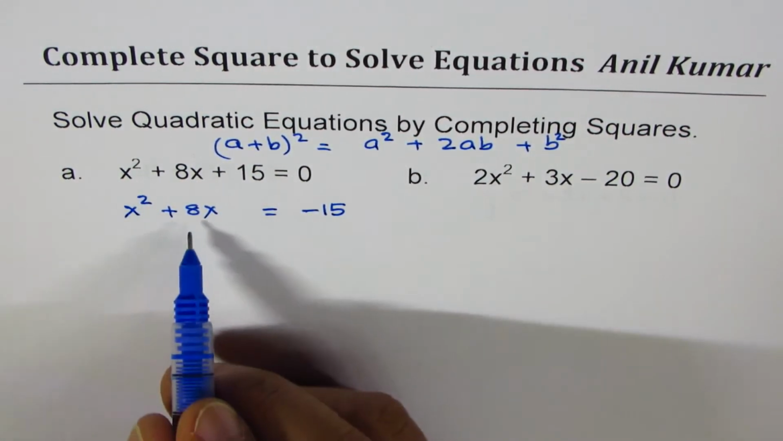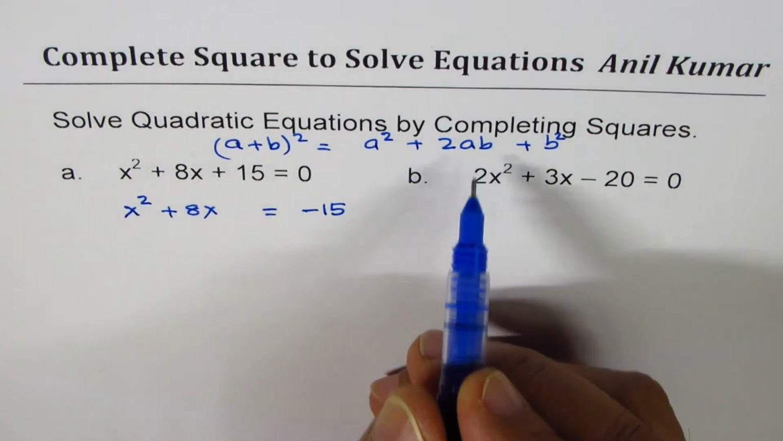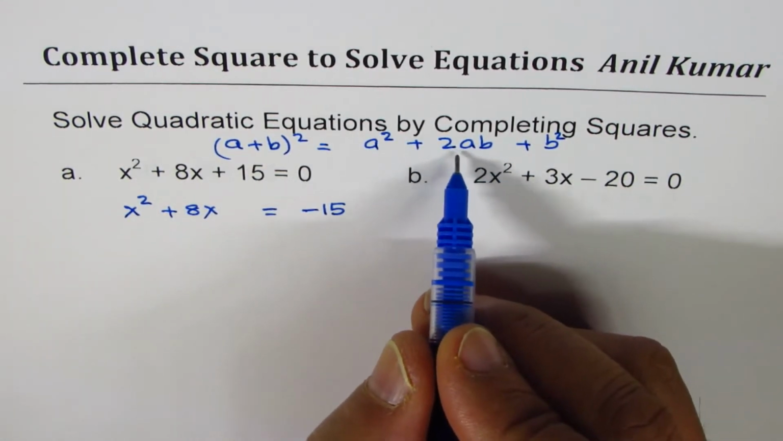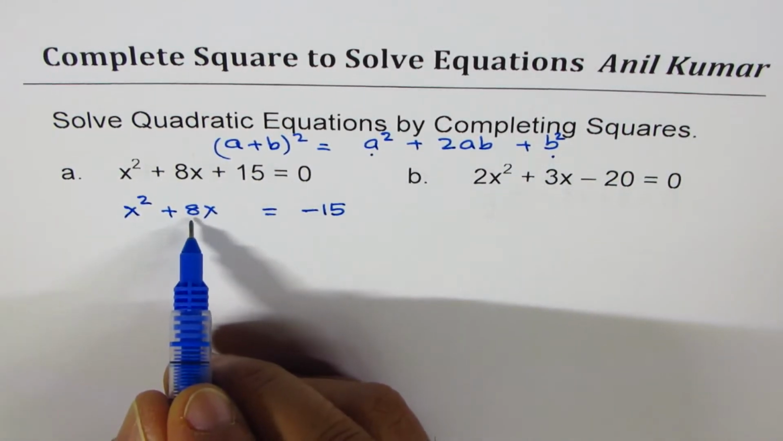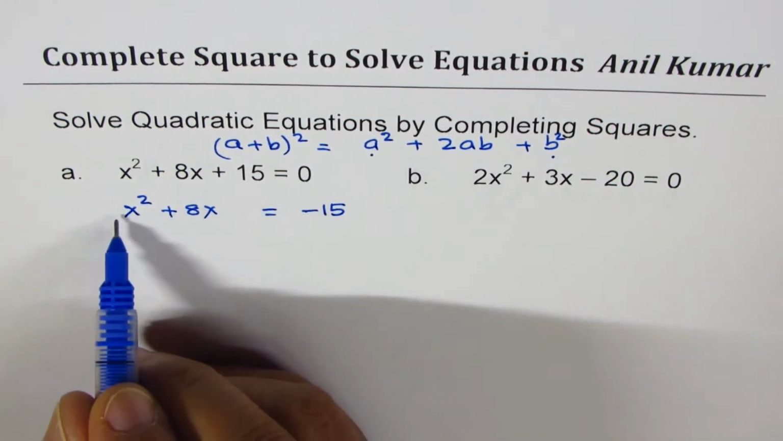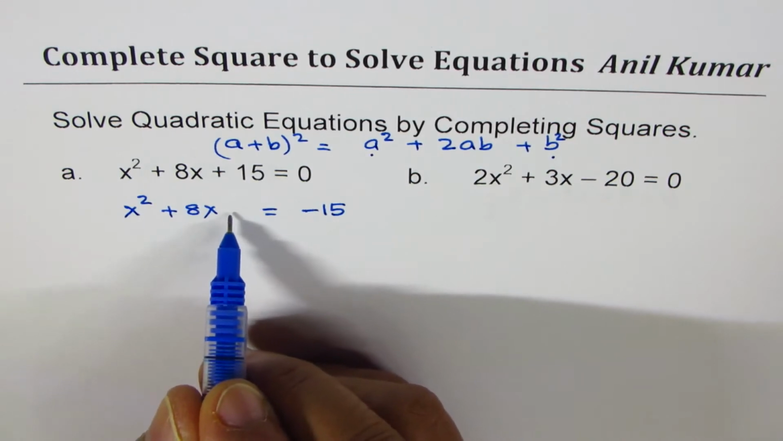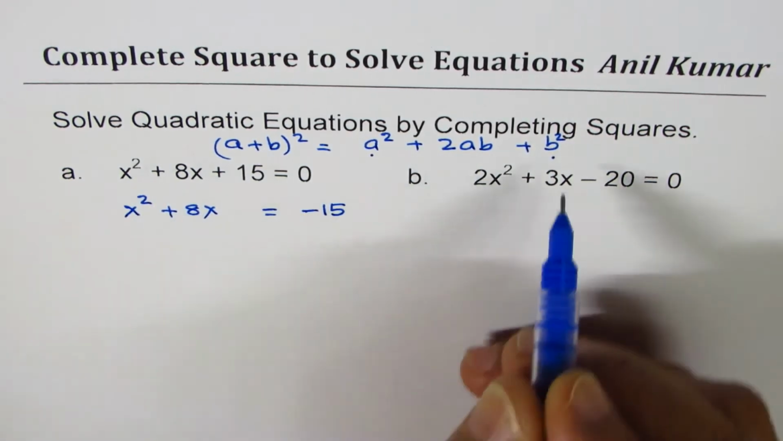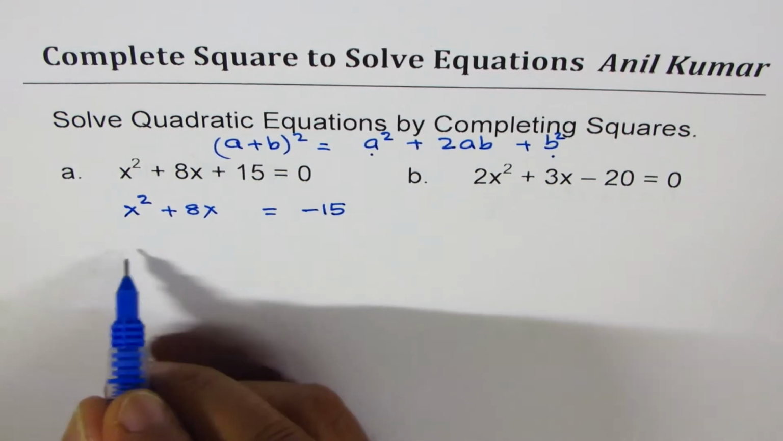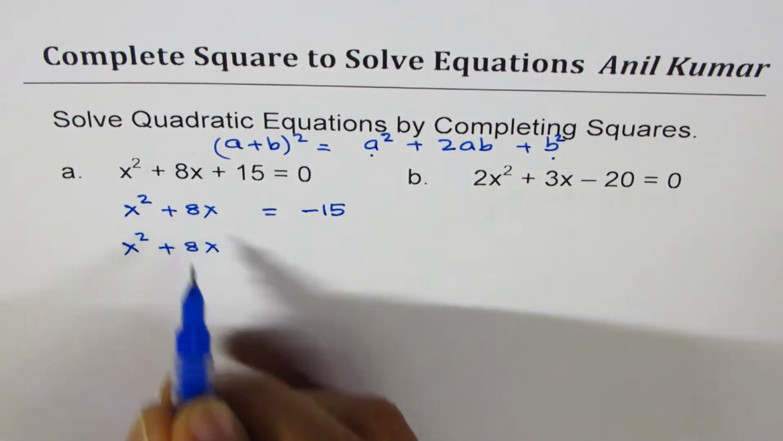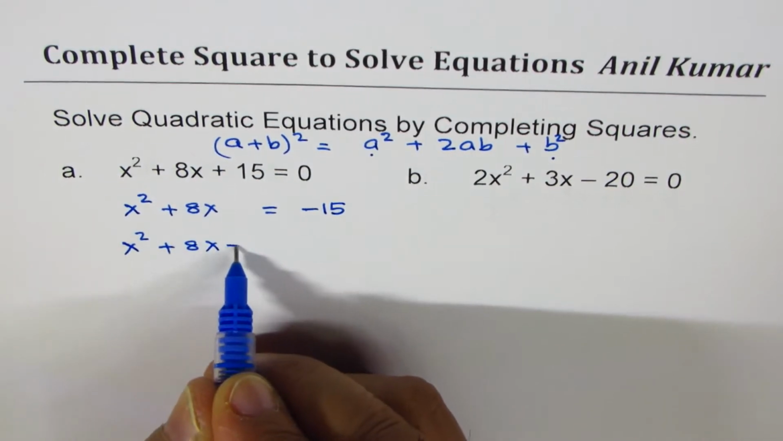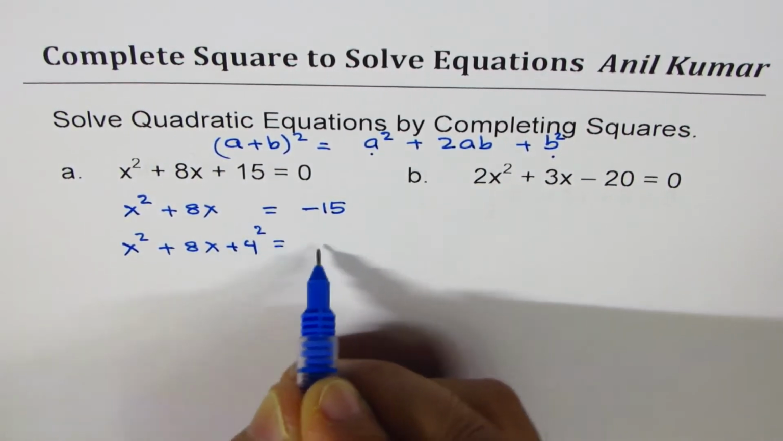The second step is, see, this is the center term. The center term is 2 times a and b. So this number is 2 times a, which is 1, times b. So we have to get something half of this and square it. So what we do here is we take half of 8, which is 4. So we add 4 squared on both sides.